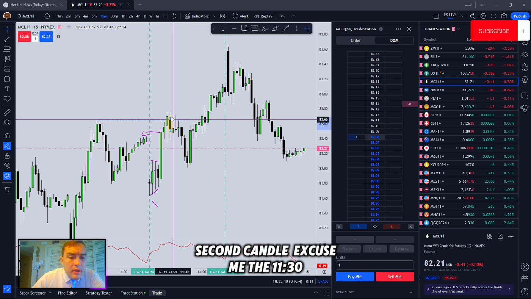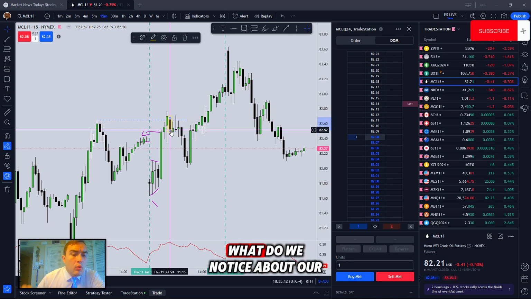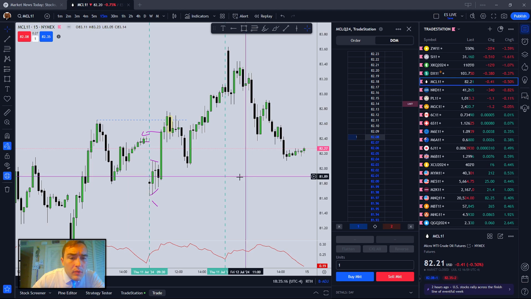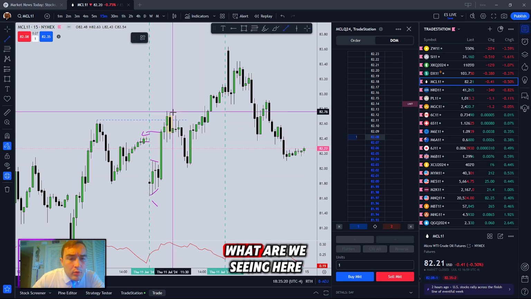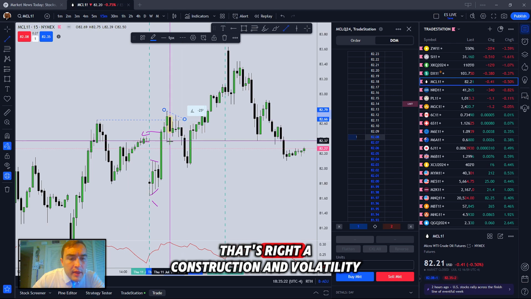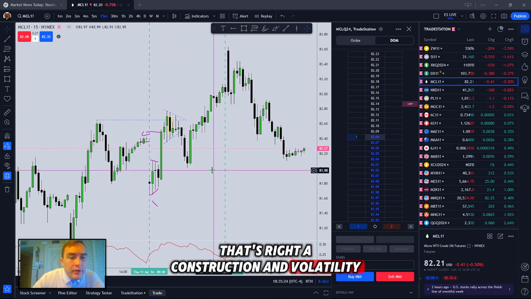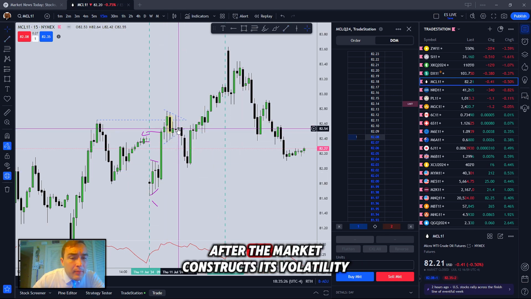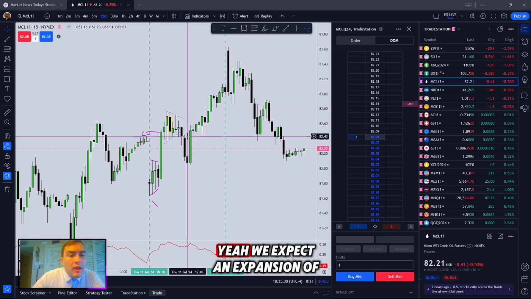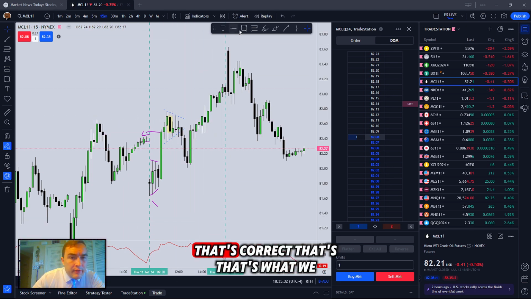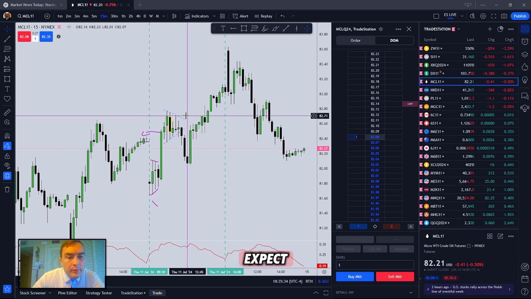Second candle, the 1130 candle. What do we notice about our context? We're still in the AM session, but notice that we closed within the range of the prior candle. So what are we seeing here? That's right, a constriction in volatility. So what do we expect after the market constricts its volatility or makes a triangle like this? Yeah, we expect an expansion of volatility. That's correct. That's what we expect.